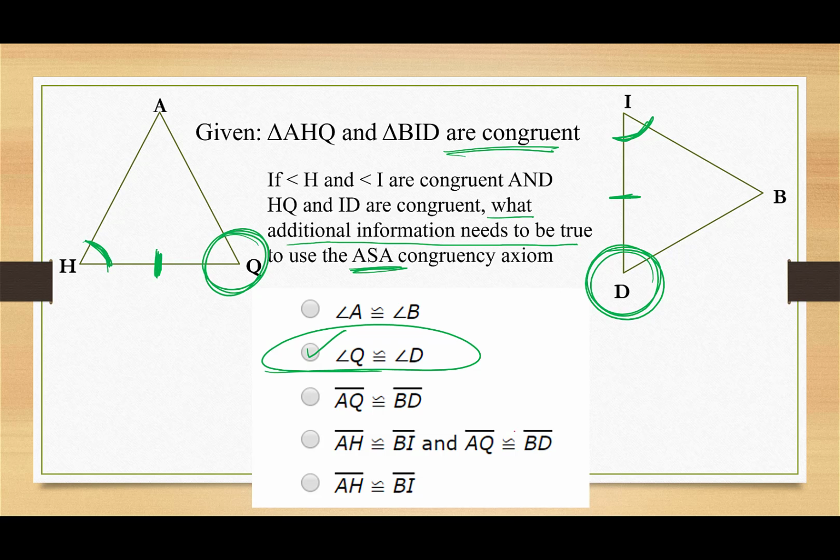And I want to point out real quickly, we could have also selected this one if we knew information about the other two sides, the triangles would also be congruent, but since this question specifically asks for angle side angle, that's why answer choice 2 is the only correct answer.